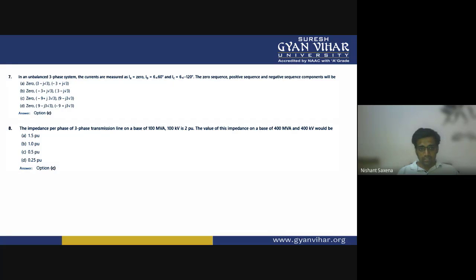Why? In a transformer, the zero sequence current IA0 is equal to IA, and it would be zero when you substitute it. Similarly, when you calculate IB and IC, you will get minus 9 plus j root 3 and 9 minus j 3 root 3.